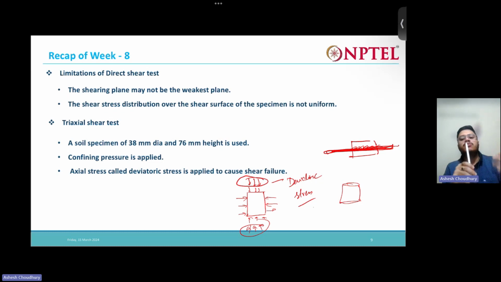For shearing to occur, we go to the second stage, that is the shearing stage. In the shearing stage we apply some axial stress. This axial stress is called the deviatoric stress. Due to the application of that axial stress, what happens? The shearing occurs. The application of the deviatoric stress causes the shear failure to occur in the soil sample.